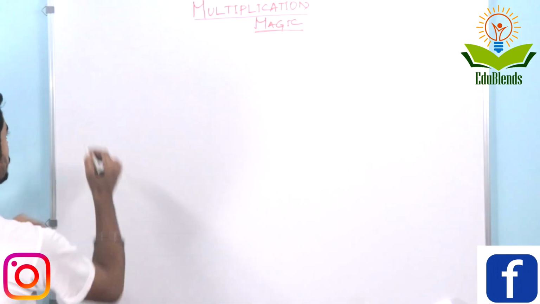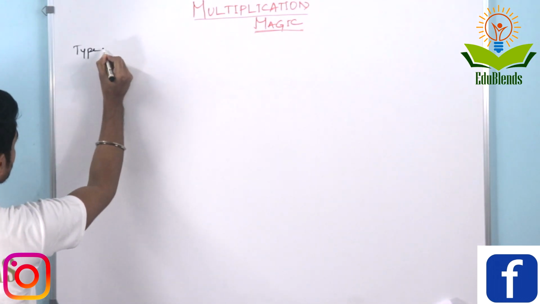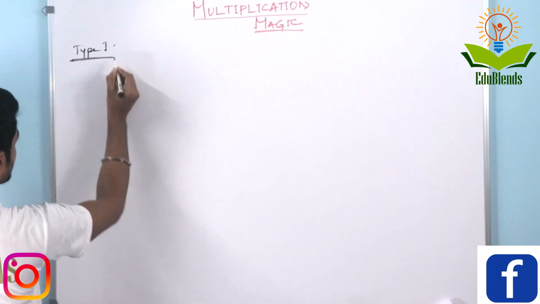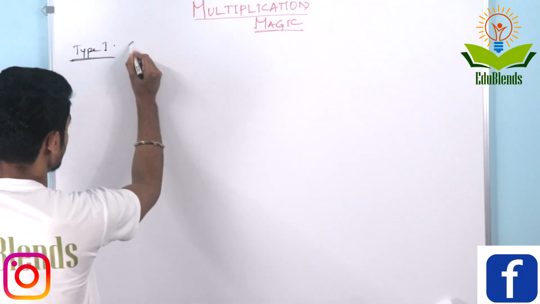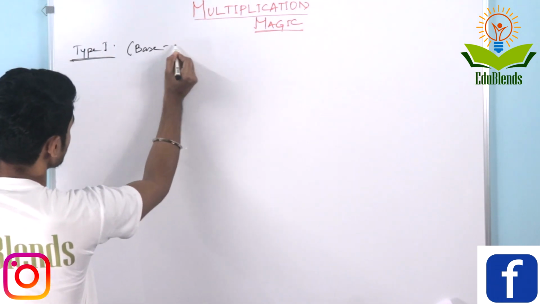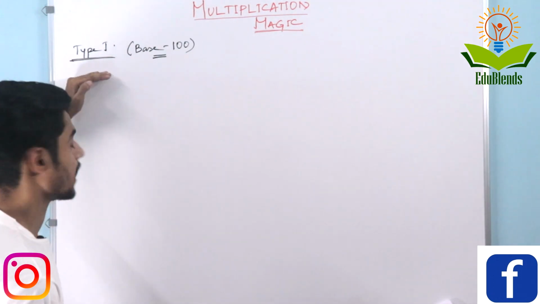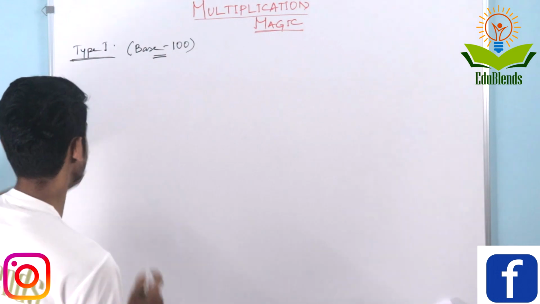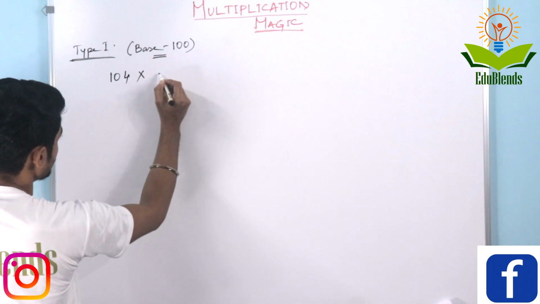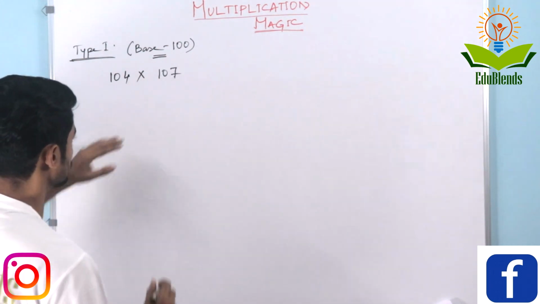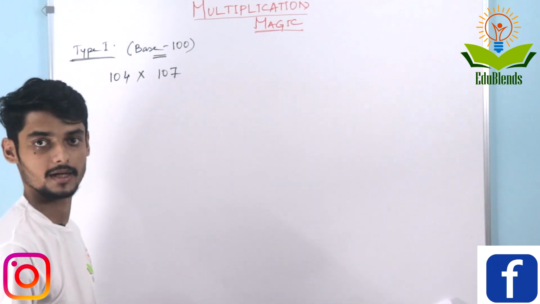So first of all, type 1. We are considering base 100 here, okay? Base method, base 100. Base 100 of type 1, okay? So first of all, we are taking 104 into 107. See this number, how you will calculate this kind of number basically. So let's check.